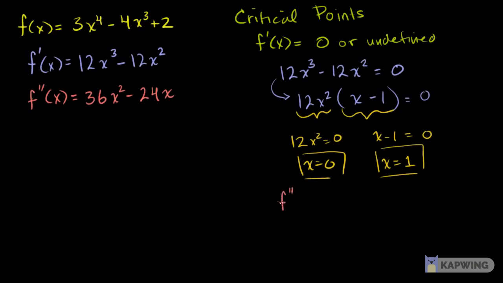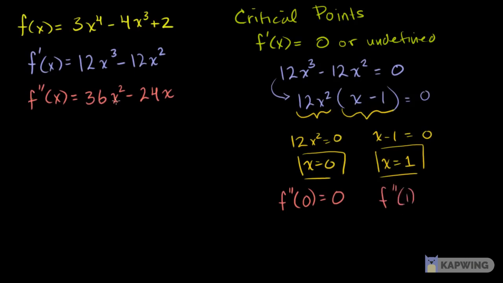Remember, if it's concave upwards, then we're in a U shape. If it's concave downwards, then we're in an upside down U shape. So f prime prime, our second derivative at x equals 0, is equal to 36 times 0 squared minus 24 times 0. So that's just 0. So we are neither concave upwards nor concave downwards here. It might be a transition point, it may not. If it is a transition point, then we're dealing with an inflection point. We're not sure yet.